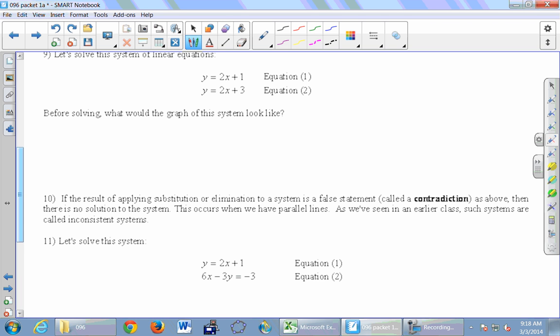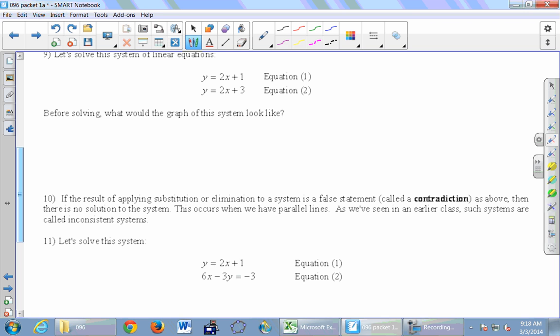They both have a 2x. What does that mean about these two lines? They're parallel. Are they parallel and the same or parallel and different? They're different because the y-intercept for the first guy is 1 and for the second guy is 3. So these are two different parallel lines. So what can you say about the intersection? It doesn't exist. They never meet. So there is no solution to this.